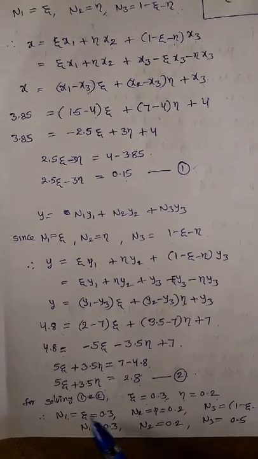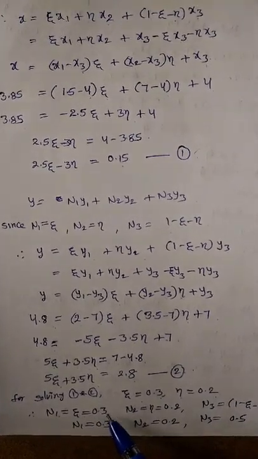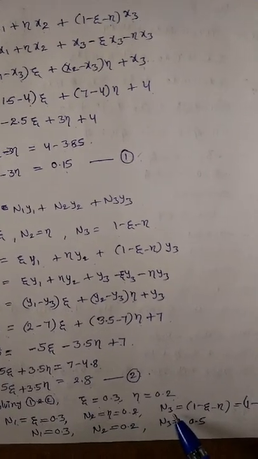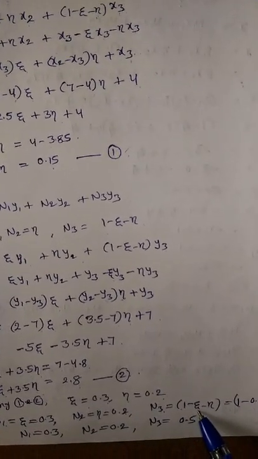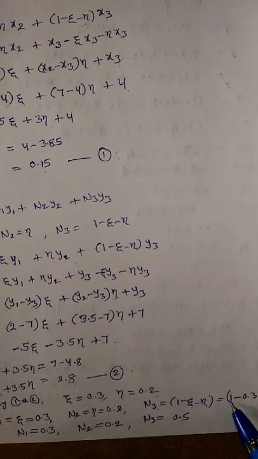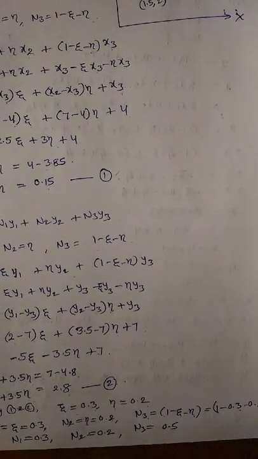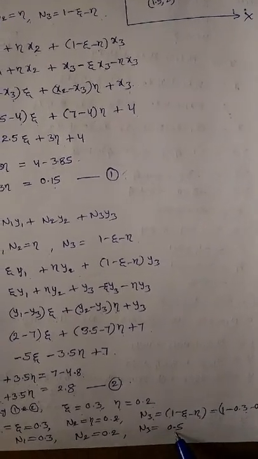Therefore n1 is equal to xi, which is 0.3, and n2 is equal to eta, which is 0.2. Therefore n3 is equal to 1 minus xi minus eta, that equals 1 minus 0.3 minus 0.2, that equals 0.5.